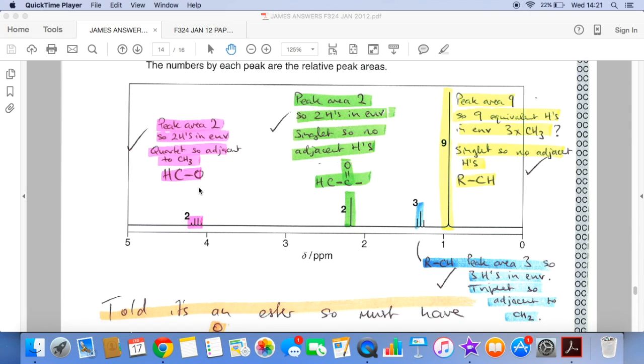And then the pink one, this is the other environment you'd expect in an ester, H to C to O single bond O. Peak area 2, so 2 hydrogens again in the environment. It's a quartet now, so we must have a CH3 group adjacent to this. And so if you just think about this, we must have a carbon with 2 hydrogens on. They're obviously causing this peak, and next to this, adjacent to this, must be a CH3 group.